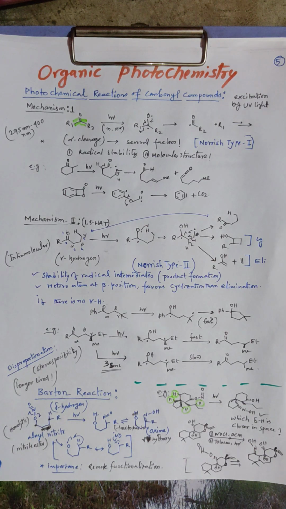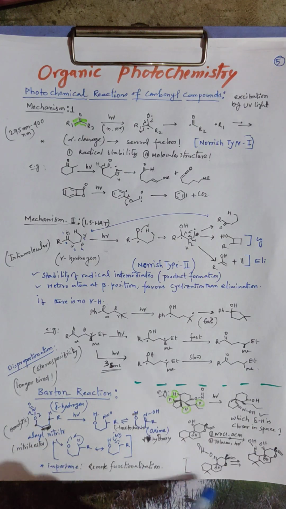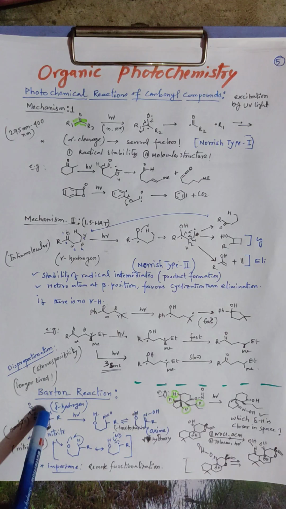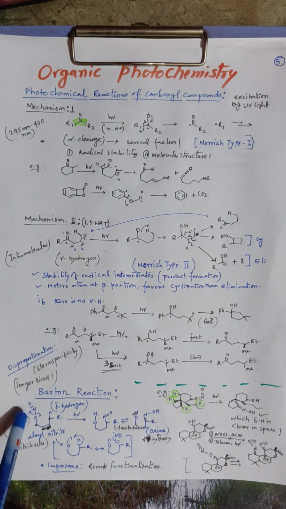Now we'll discuss another interesting type of reaction called the Barton reaction, which is the reaction of alkyl nitrite or nitrite ester. Under photochemical condition, it can produce the gamma-hydroxy oxime. How does this reaction happen? The mechanism is that the nitrite group undergoes homolytic cleavage under photochemical condition.